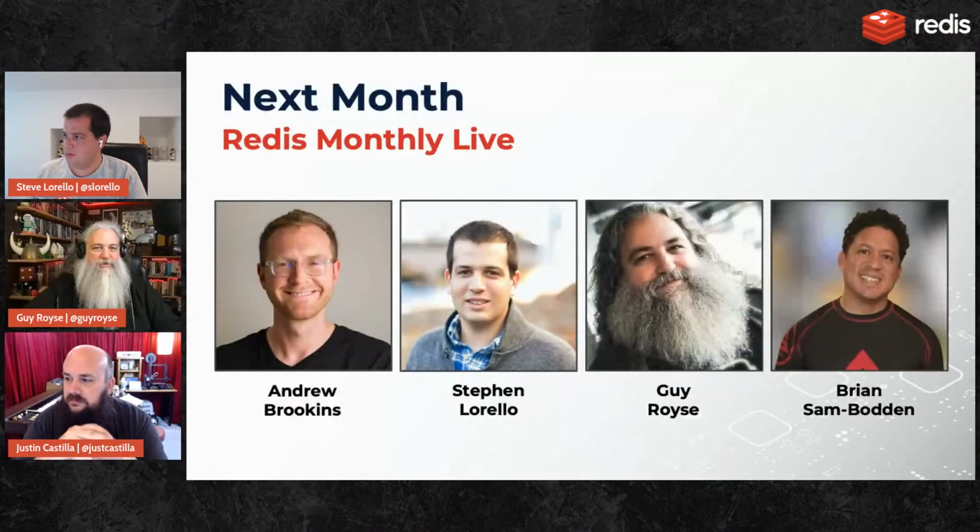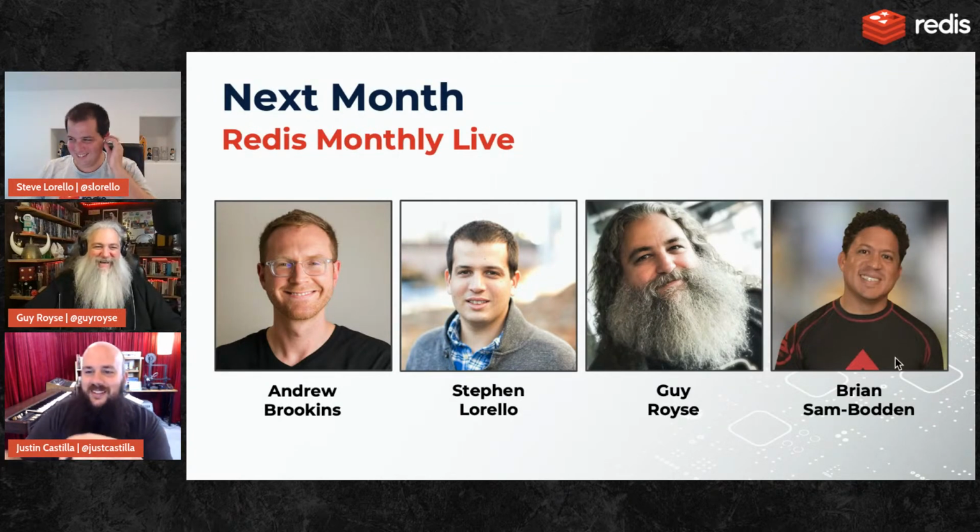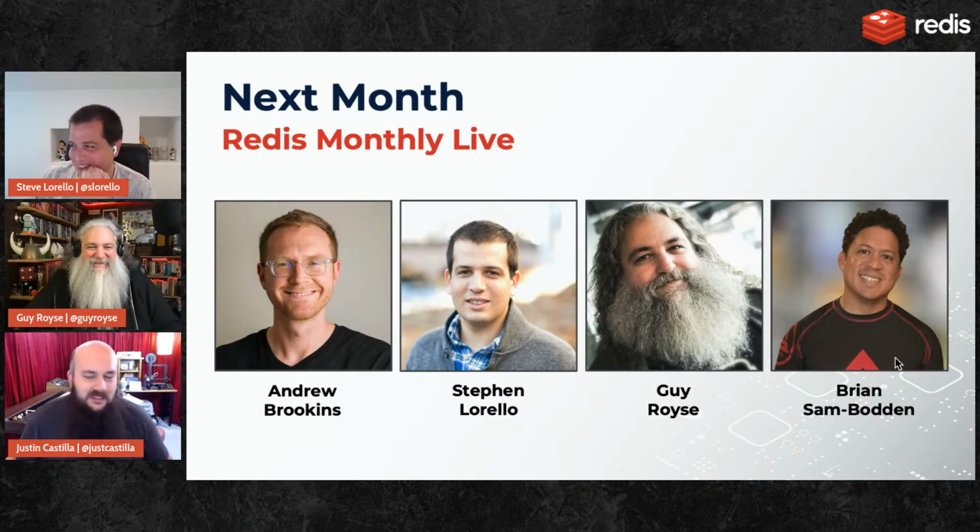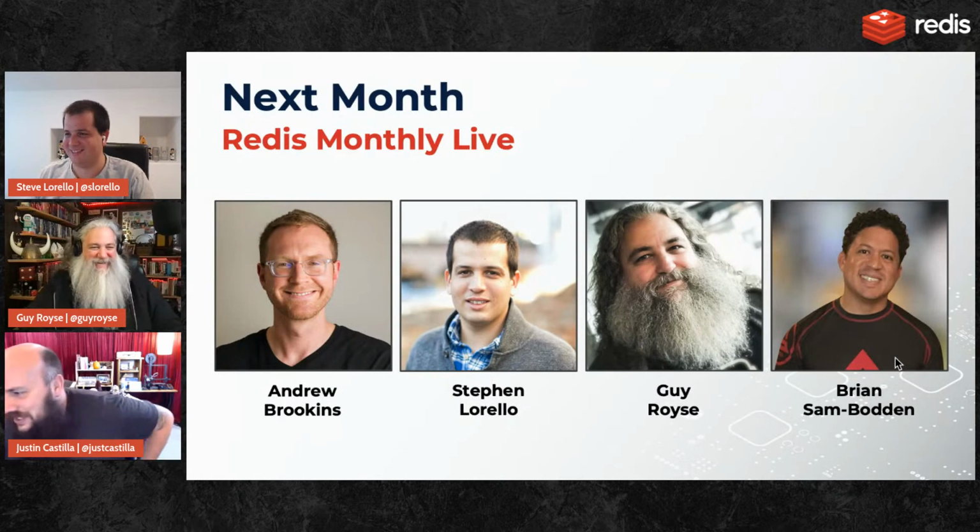Well, I suppose we should say what we have happening next month. Next month, we've got a whole mess of us. So there's Andrew, Steve, myself, and a very young-looking Brian Sam Bowden. Absolutely cherubic. Yes, absolutely. That's not a word we get to use. You're really bringing out the lexicon today, aren't you? Thank you.